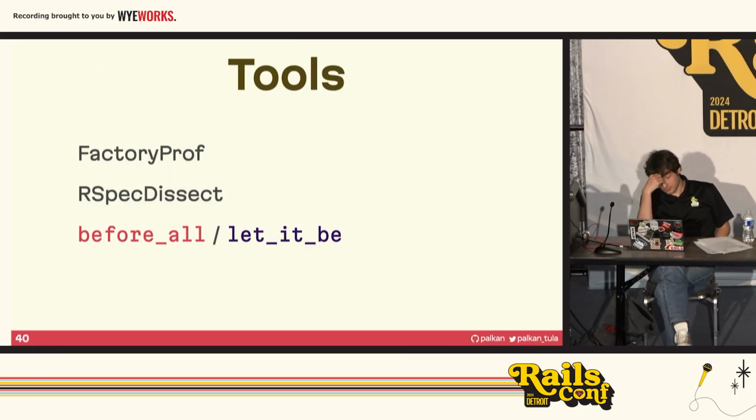So, FactoryProf and RSpec Dissect are tools that help you figure out which repetitive data is being reused. I call it recycling; let it be refined is an example of recycling, right? Because we reuse the database state, but we recycle the ActiveRecord Ruby object. So it's good both for the planet and for your test suite.